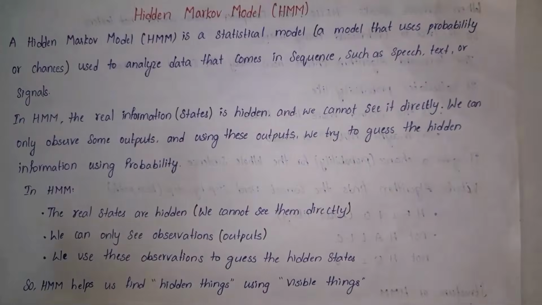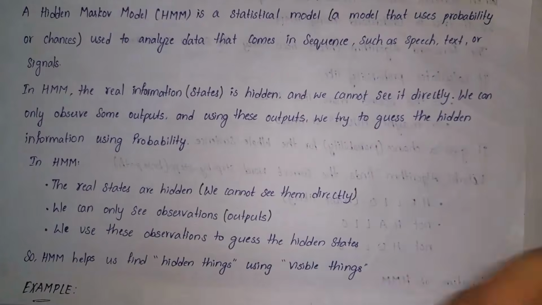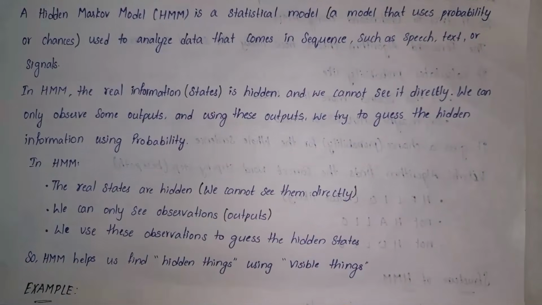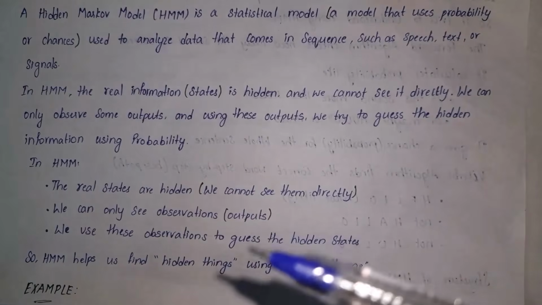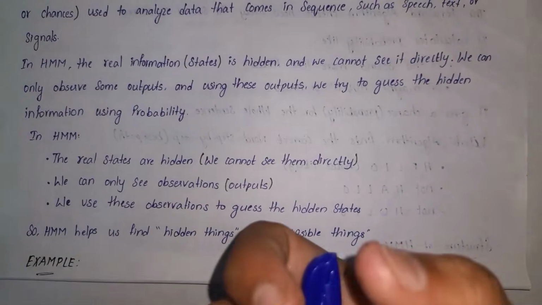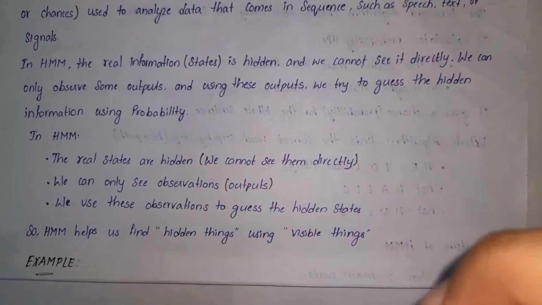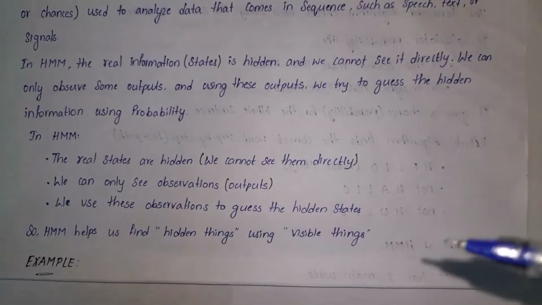So in HMM, the real information is hidden. That is nothing but phonemes are hidden. As we cannot see the pattern of each word, we can only see the output, whether the word is understood by the computer or not. And our output is generated based on probability. So in hidden Markov model, the real states are hidden. That is nothing but in a word, each character is a phoneme and each phoneme contains different patterns. These patterns are hidden by the computer. We cannot see them, and we can only see the output. The system will recognize our word correctly or not. And this output is calculated based on hidden states, that is, based on patterns in the phoneme.